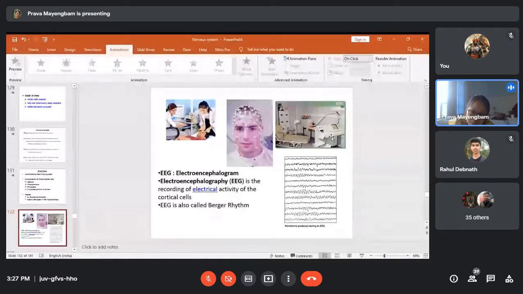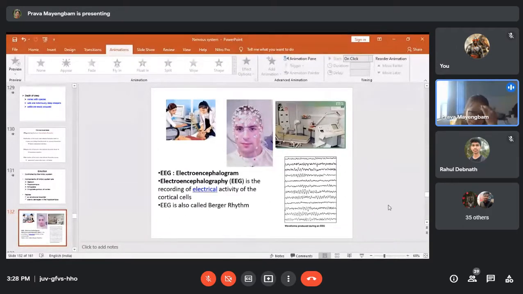The person will be allowed to lie down, and then different electrodes will be placed around the head, and each electrode will record different activities, different waves. So that is the electroencephalogram. Here, what you have to know is what EEG is, the name, and what it does. It records the electrical activity of the cortical cells. It is also called the Berger rhythm.